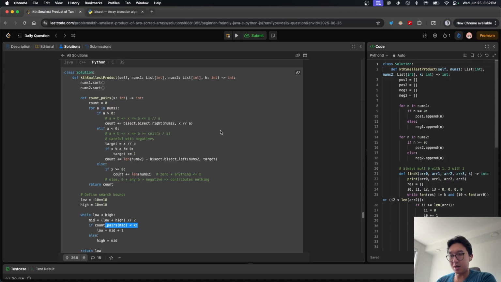For each number in nums1, if that number is equal to zero, that means that, no actually, okay, for every number A, we're going to find the target that we want, right? In B, in nums2. If A is equal to zero, then let me see how we deal with the zero part. If x is greater or equal to zero, then we can add everything because it contributes. Yeah, that's right.